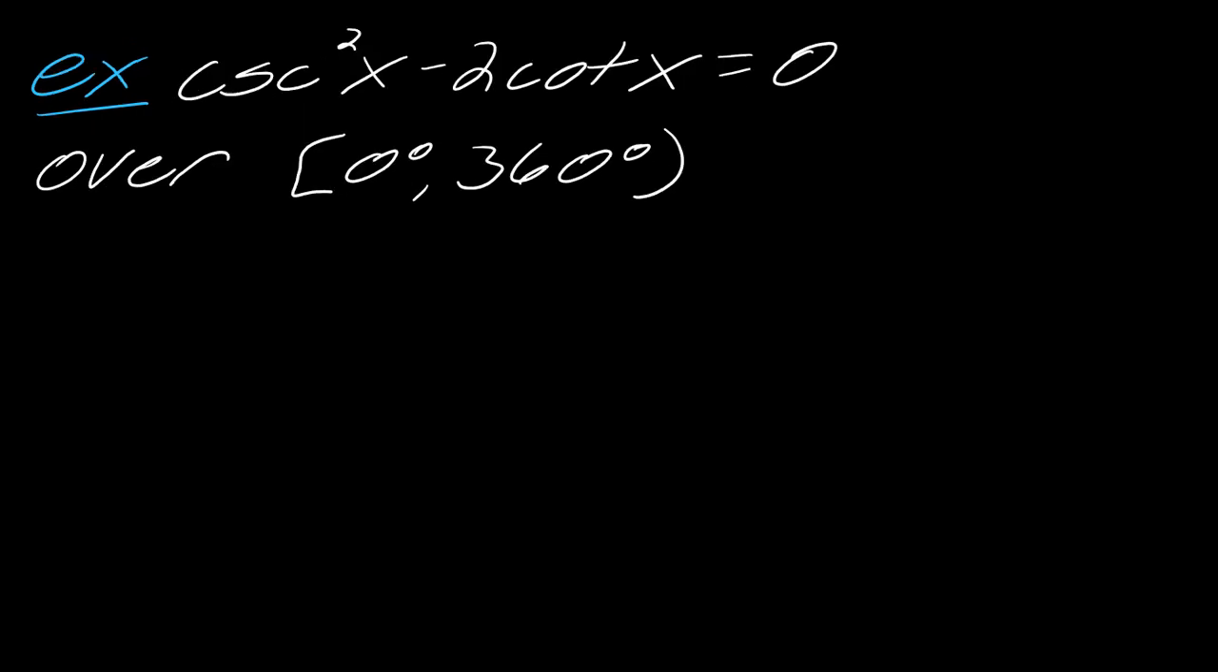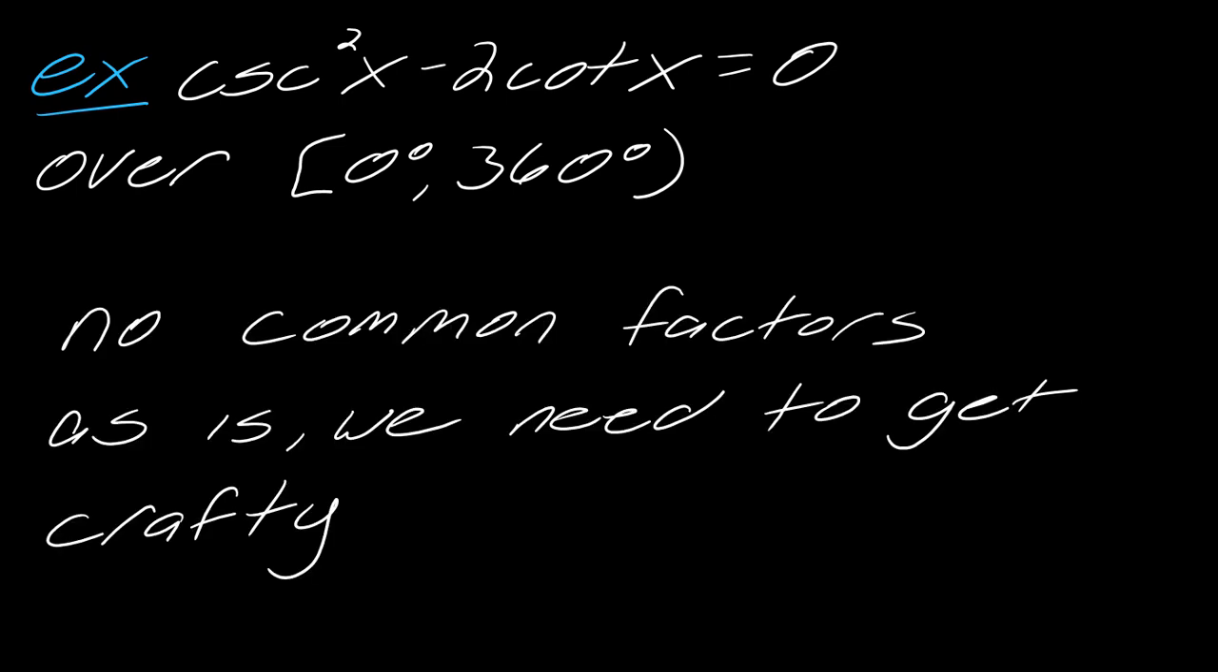Okay, so I just want to go through a couple of tricky versions of this because, of course, there's going to be a couple of tricky problems. So let's look at this first one: cosecant squared x minus 2 cotangent x equals 0 over 0 to 360. I want you to notice that there are no common factors, so it's not like I can factor this. So we're going to have to get a little crafty here.